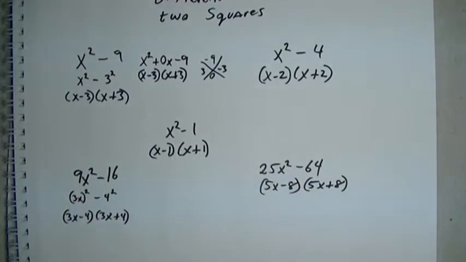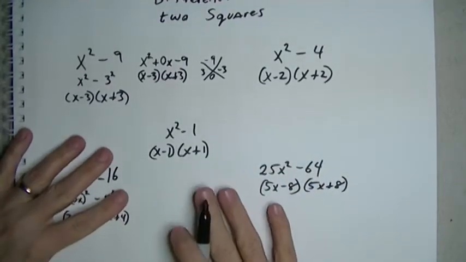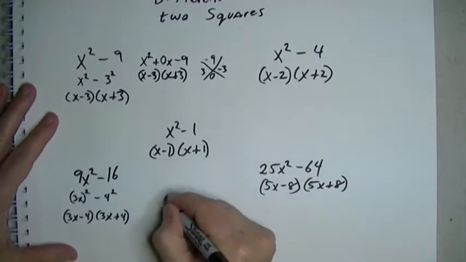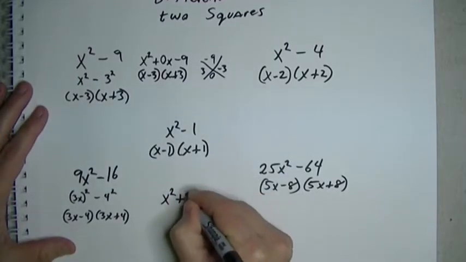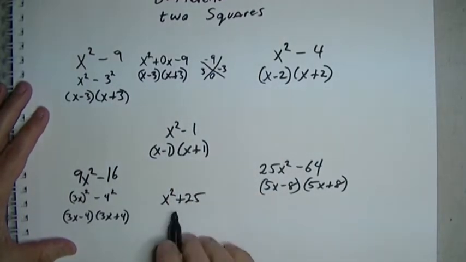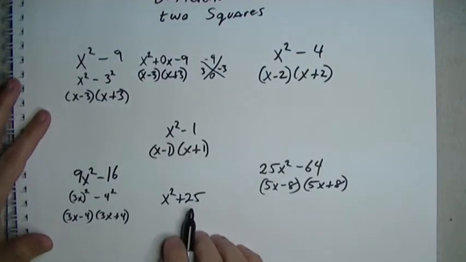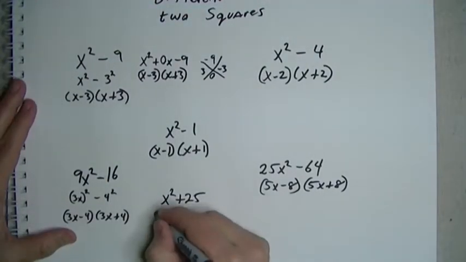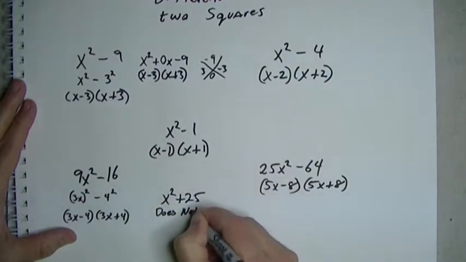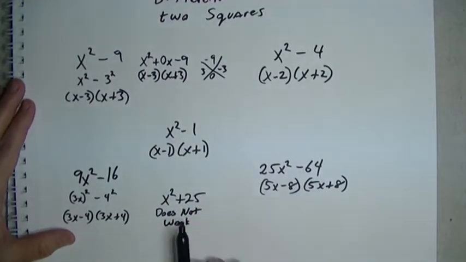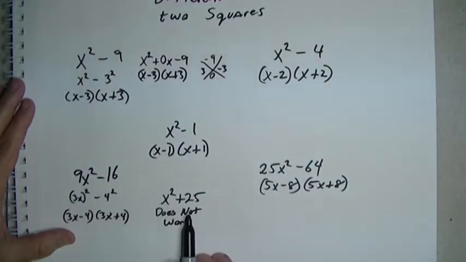Now, it's really important that you remember this. This only works for the difference of two squares. It works for the difference. That means when you're subtracting two squares, this factoring technique works. If you're adding two squares, let's say I've got x squared plus 25, it doesn't work when you're adding, and there's no shortcut here. So it does not work when you have the addition of two squares. You've got to keep that in mind.